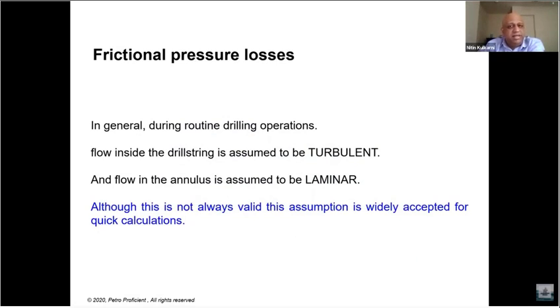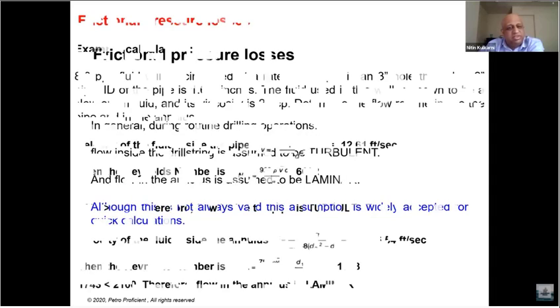And in general, we usually have turbulent flow in the drill string, and in your annulus you have laminar flow. So it really depends upon how much annular space you have. Although this is not always valid, this assumption is accepted for calculations.